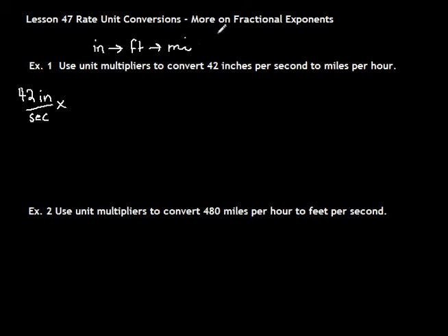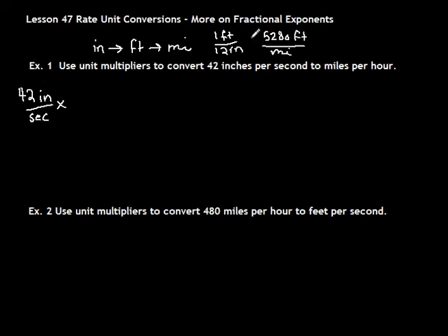We know that there's 1 foot in 12 inches. We know that there's 5,280 feet per mile. Those are the two unit conversions that we need. We might need to flip them around, but these are equal to 1. 1 foot is the same as 12 inches, so we're just multiplying everything by 1, which doesn't change the value of the fraction.